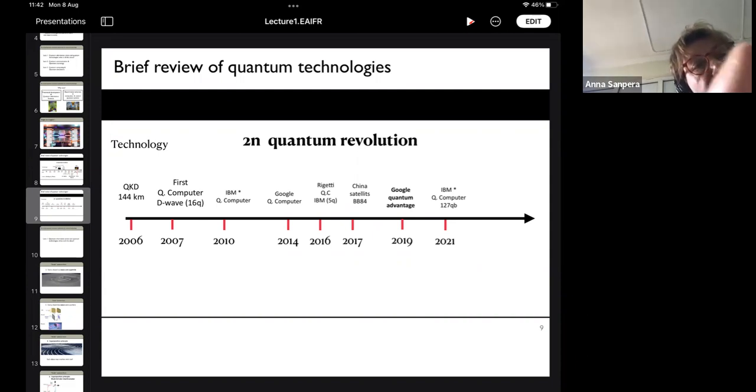In 2017, China uses BB84, this protocol, using satellites. So it covers a distance of thousands of kilometers.